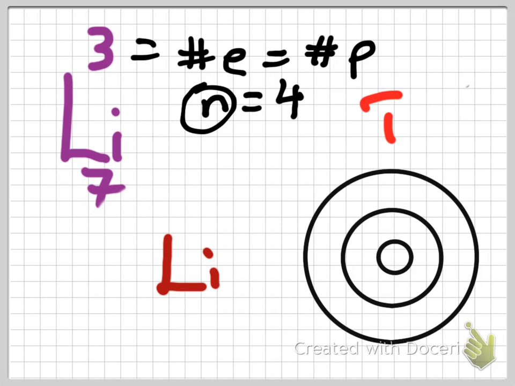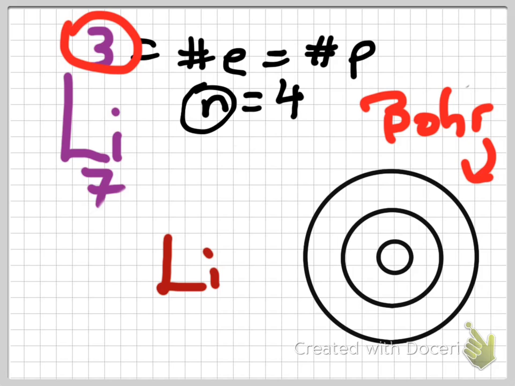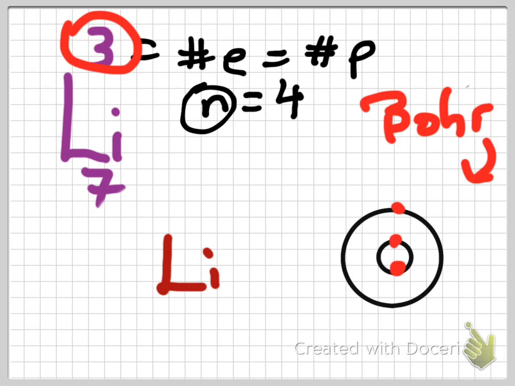Okay, on the Bohr diagram, you're gonna go ahead and put the electrons. So we have 1, 2, and then we have to jump into the other orbit because we don't have room in the first orbit. You can only fit 2 in the first orbit, in the first circle. Now for the Lewis, you would have to put 1 dot. Why? Because there's only 1 valence electron. Okay, that's the Lewis. And you have 1 valence electron.